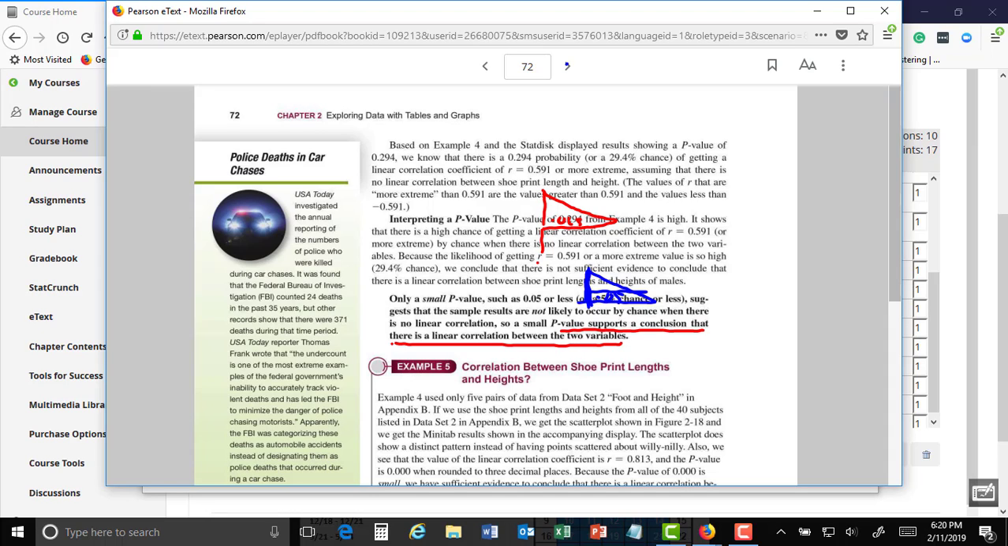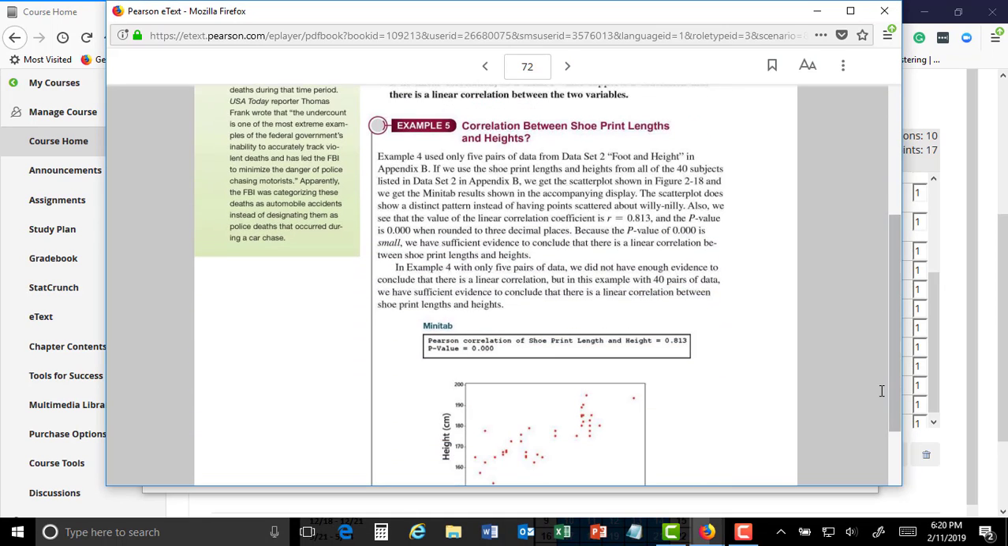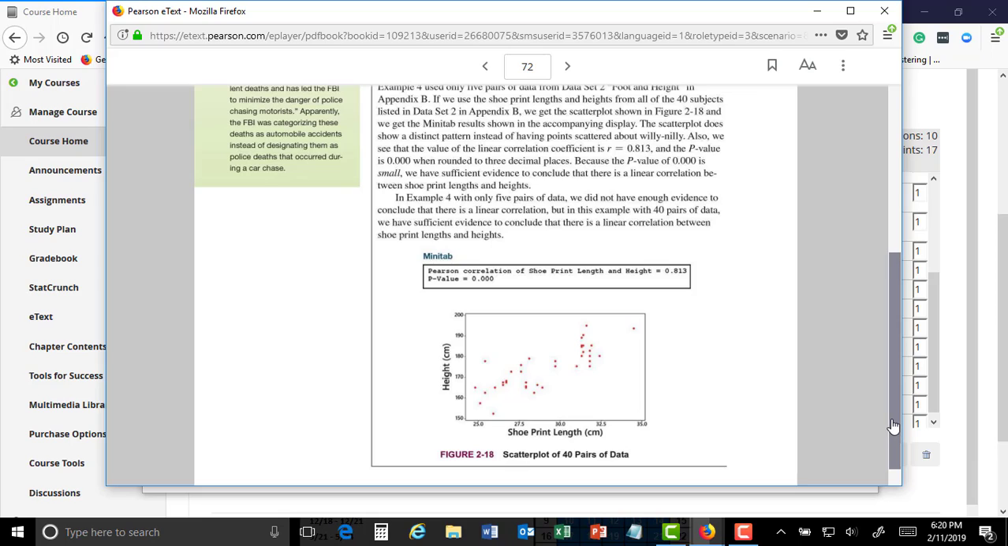Let's see if we can do some more of those. This is shoe print length and height. Let's take a look at it. You see it has a correlation value of 0.81. And it's positive, right? You see that's a positive slope? The line's positively sloped. This would be negatively sloped. And it's pretty high, right? And a p-value of 0. You know that's a lot smaller than what's in the tail area, right?